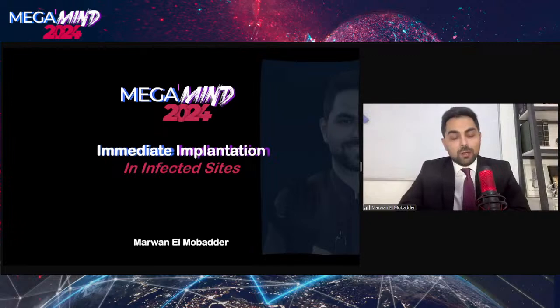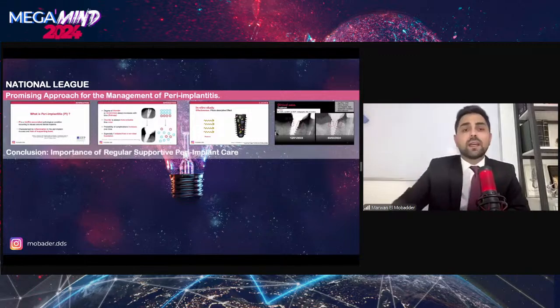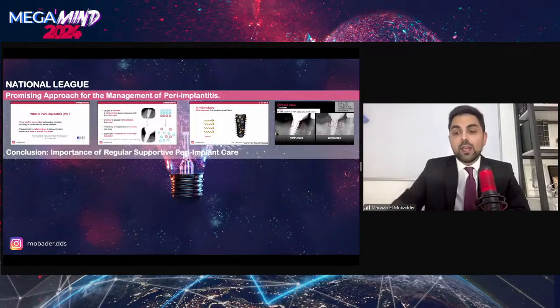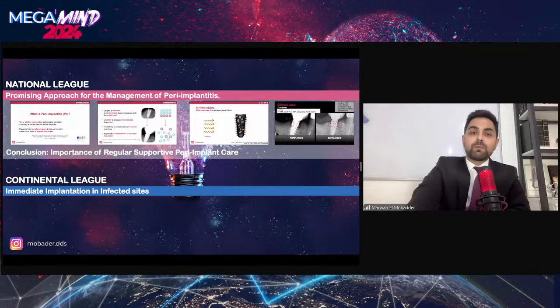Today, I'm going to talk about immediate implantation in infected sites, and I will try to make it worth your while. First, just quickly, I will remind you that in the National League, I've talked about peri-implantitis. So I discussed that it is important not only to place a perfect implant, but the long-term stability is always important. So we concluded that it is very important to do what's known as supportive peri-implant care. Today, I'm going to talk actually about day zero, so about placing a perfect implant in the perfect conditions in infected sites, so in this special site.